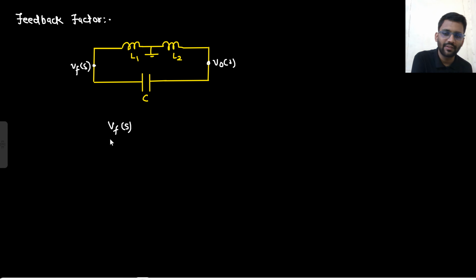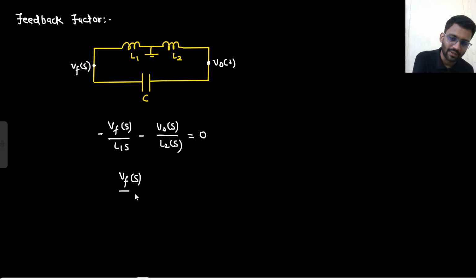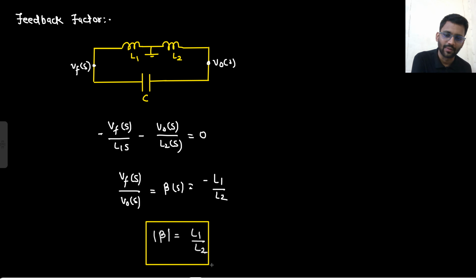So (0 minus VFS) divided by L1S, minus (0 minus V0S) divided by L2S is equal to 0. So what is your VFS by V0S? Or you can say beta S. That would be minus L1 by L2. What is the magnitude of beta? That is L1 by L2. Magnitude of beta is L1 by L2.